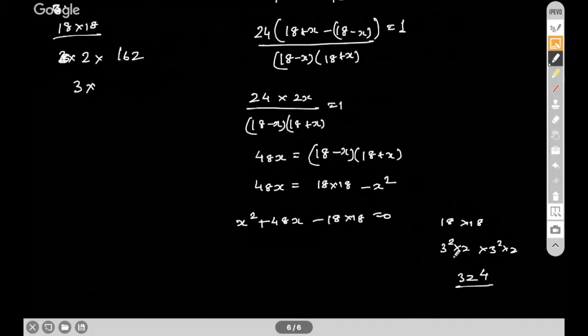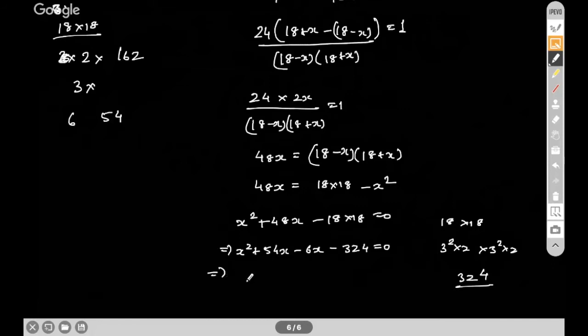If you see, 3 into 2 is 6. So 6, and 54 is the other factor, right? So 6 into 54 is 324. Correct? So hence this will work. And 54 minus 6 is 48. So hence I get x square plus 54x minus 6x minus 324 equals 0.